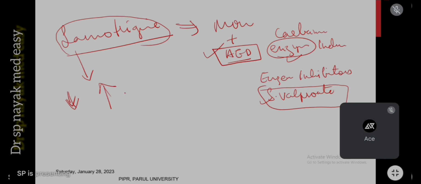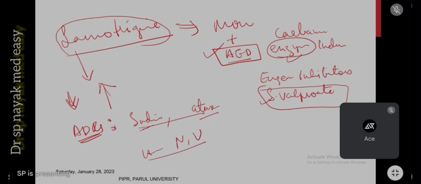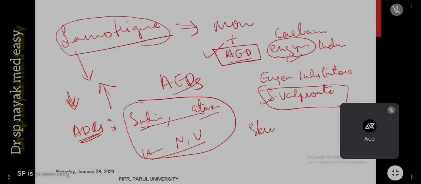Concentration increases and it shows some adverse effects. In that, lamotrigine has very few adverse effects. Sedation is very common. Ataxia is also very common. Sedation, ataxia, headache, nausea, vomiting, all these are very common adverse effects with all other anti-epileptic drugs. Along with these common adverse effects, remember, lamotrigine causes skin rashes.